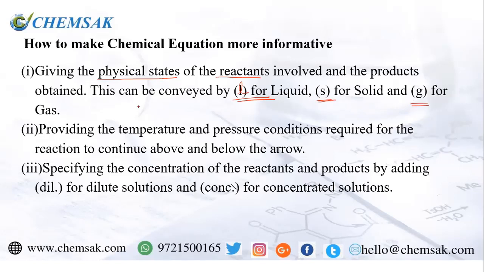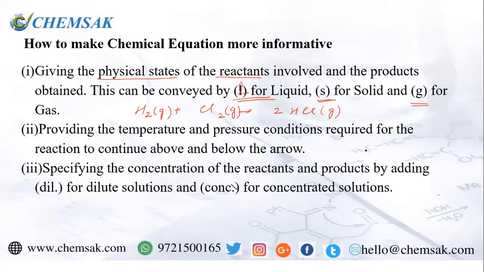Mean if we consider reaction H2 plus Cl2 gives 2HCl. We know that hydrogen is the gas. Then we can write G here. HCl gas is there, then G is there. Next, providing the temperature and pressure condition required for the chemical reaction to continue above and below the arrow.